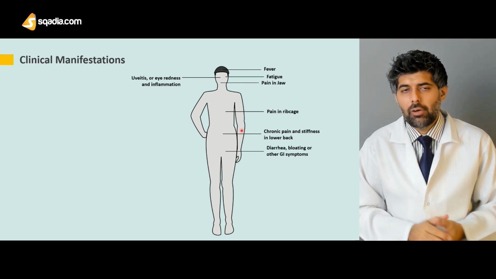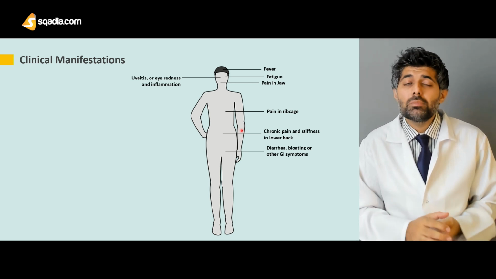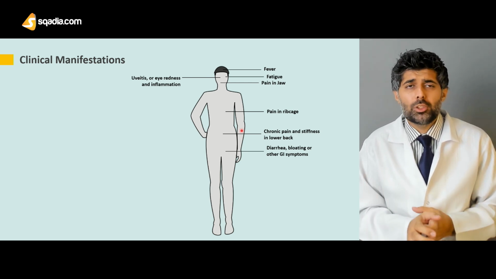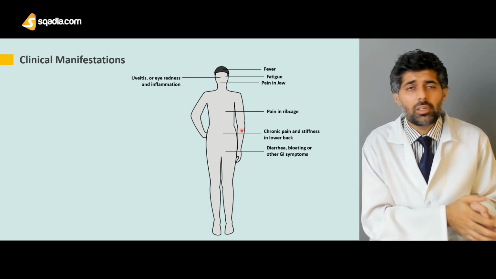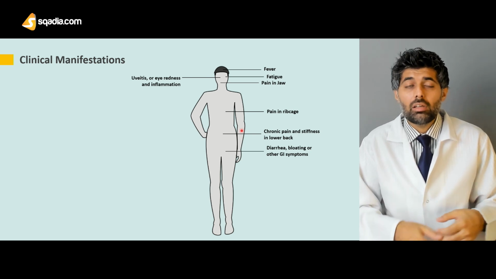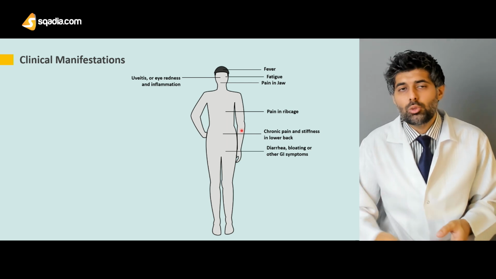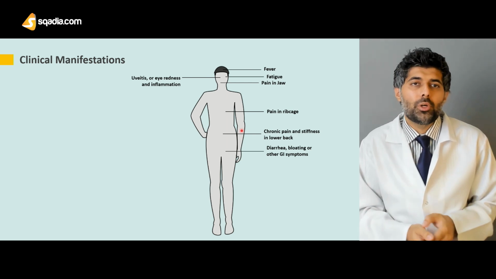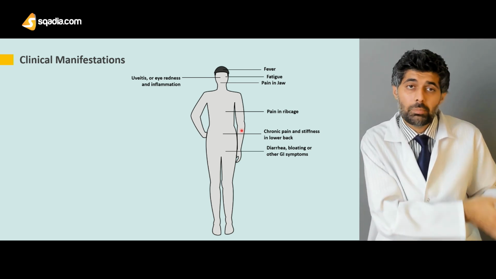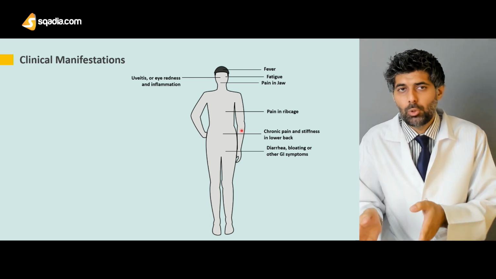Next, we have diarrhea, bloating, and other gastrointestinal symptoms. These symptoms usually present in ankylosing spondylitis due to the introduction of some kind of bacterial enterotoxin, and this enterotoxin results in increased GI symptoms. Sometimes these symptoms are so severe that the ankylosing spondylitis may start to present in a subcategory which is known as enteropathic ankylosing spondylitis.